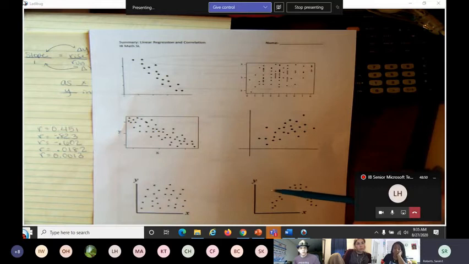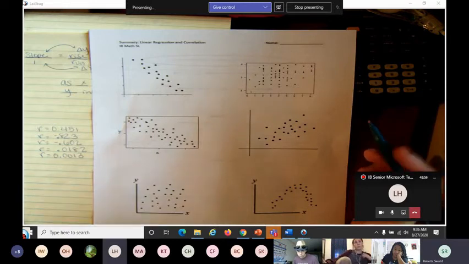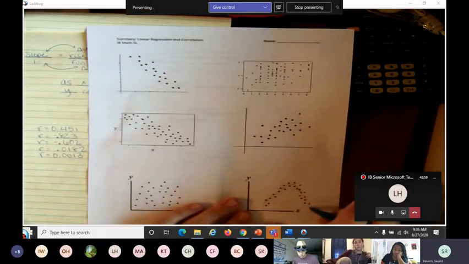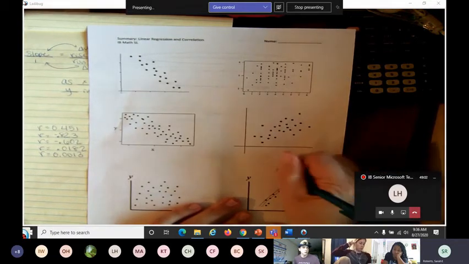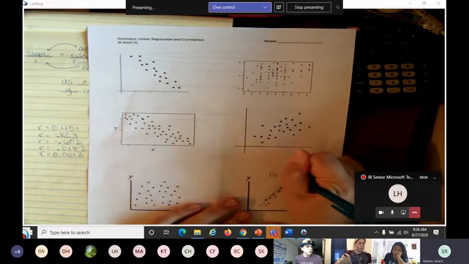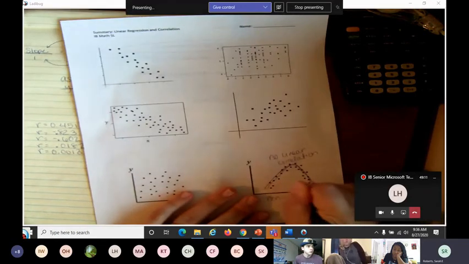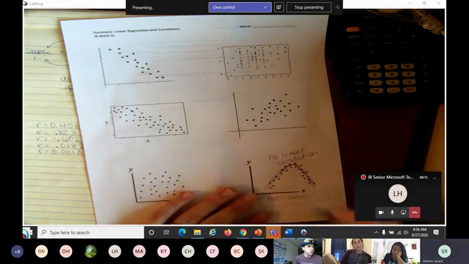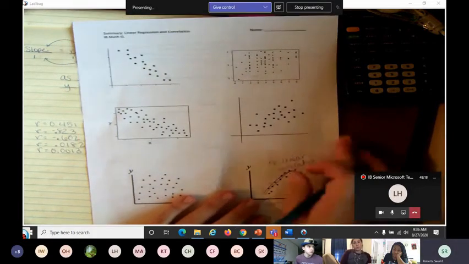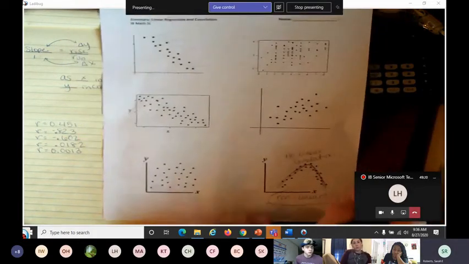Which of these things is clearly not linear? The last one. The one in this corner. It looks more like a quadratic than a linear. Okay, so this is no linear correlation. It is non-linear. So it's not going to have an R value at all because we can't even stick a line through it.